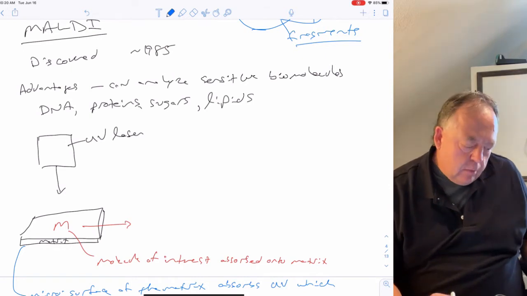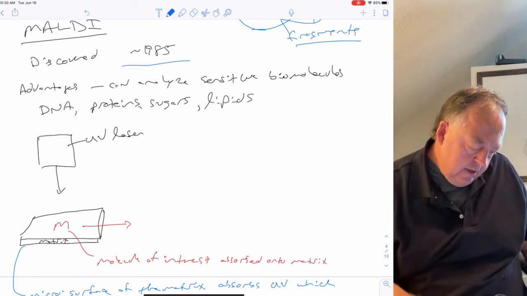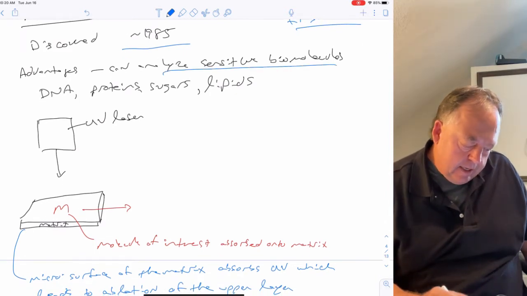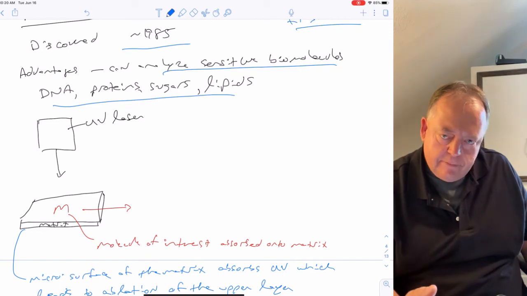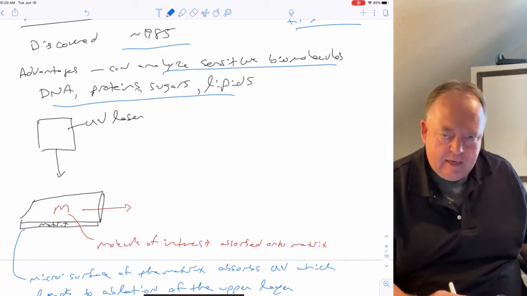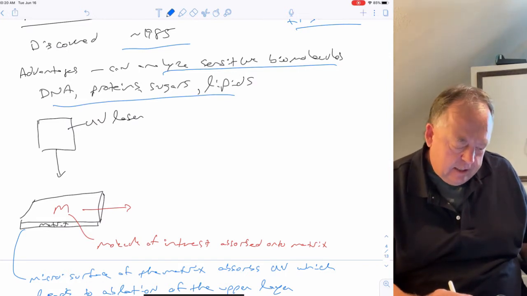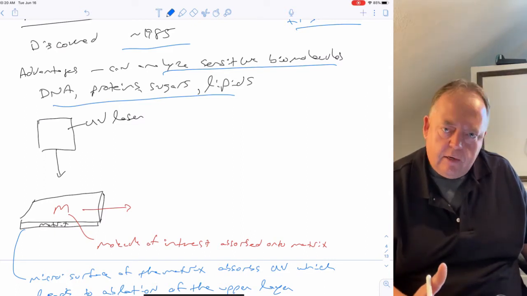Okay, so how does MALDI work? This is a technique that was discovered in about 1985. The advantages, again, are that you can analyze very sensitive molecules like DNA, proteins, sugars, lipids. Whereas if you studied those with electron impact, first of all, they may have too large of a mass. And second of all, as soon as they're ionized, because of all of the extra energy, they may fragment and you may never see the parent ion peak.